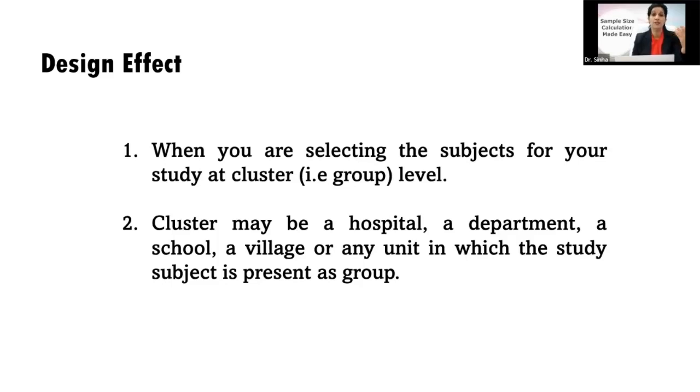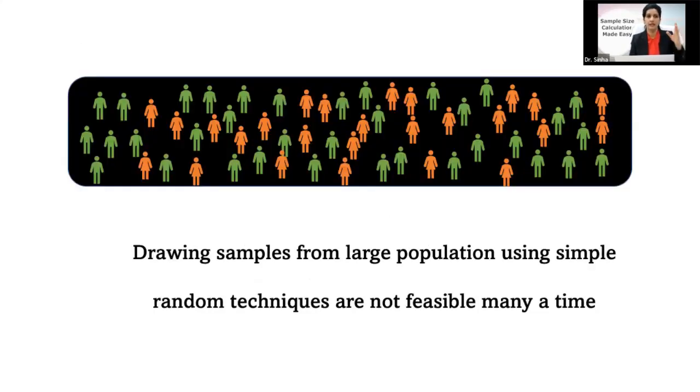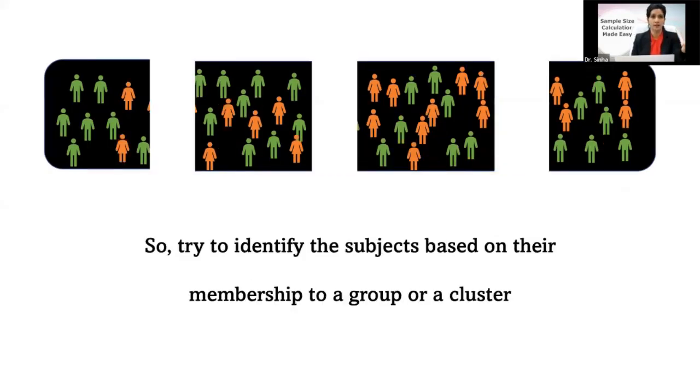That's why we go for cluster sampling, where naturally occurring clusters are there and you can pick individuals from that particular cluster. In that case, you should adjust your sample size using the design effect. Like in this case, you draw a sample from a very large population using a simple random technique, but I said that is not possible. So you try to identify the subjects based on the membership of a group or cluster. That's why it is usually done as a multi-stage sampling.